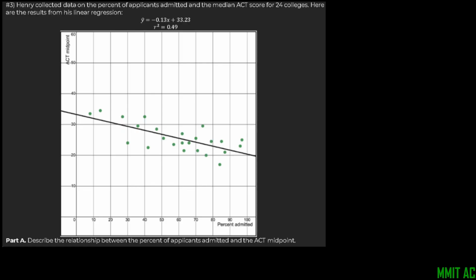And then for the last one, for number 3, it says Henry collected data on the percent of applicants admitted and the median ACT score for 24 colleges. Here are the results from his linear regression. It says y hat is equal to negative 0.13x plus 33.23, and his R squared value is 0.49. So Henry plotted the data, came up with a line of best fit, and then for part A, it says describe the relationship between the percent of applicants admitted and the ACT midpoint.